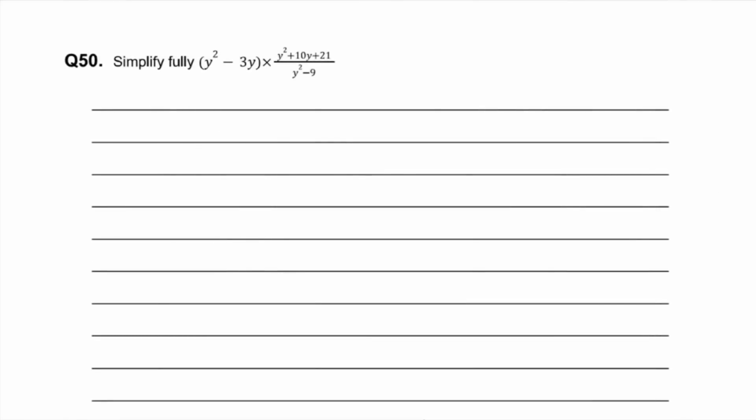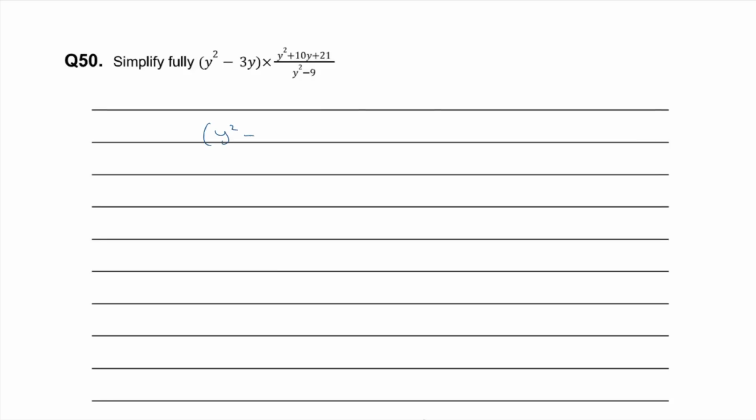We're done. Question 50, simplify fully y squared minus 3y times y squared plus 10y plus 21 over y squared minus 9. So again, on the fraction on the right hand side, I've got a quadratic on the top and I've got a difference of 2 squares on the bottom. So I'm just going to leave the first part as is at the moment.